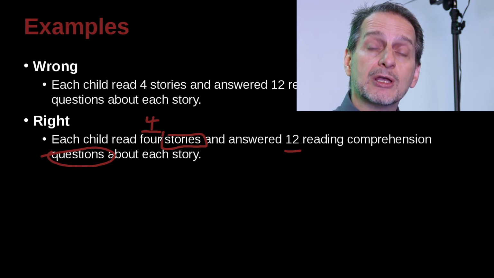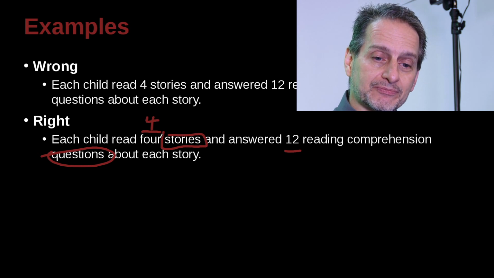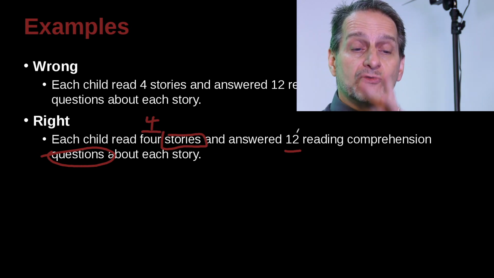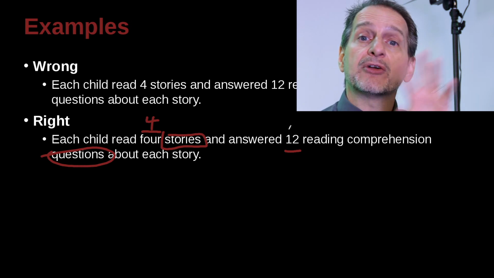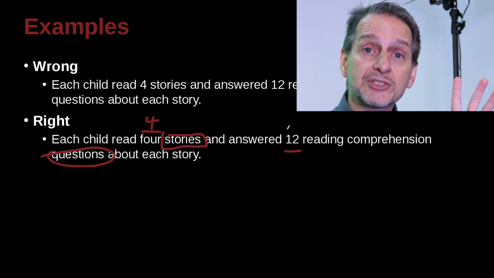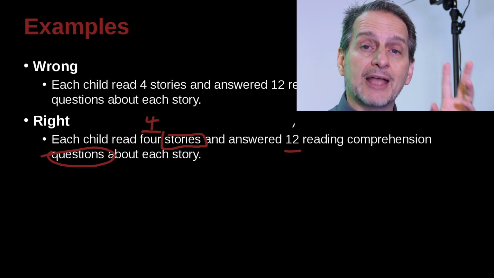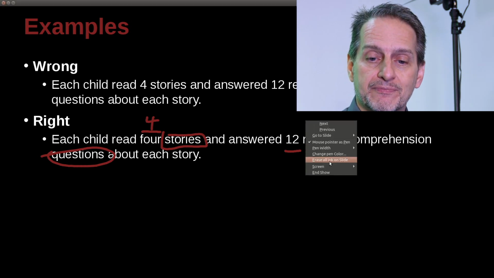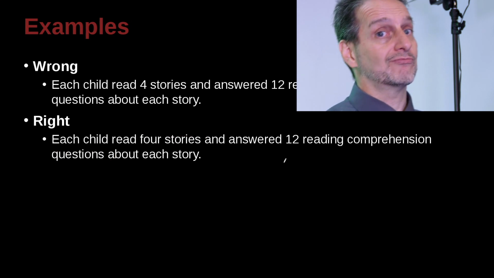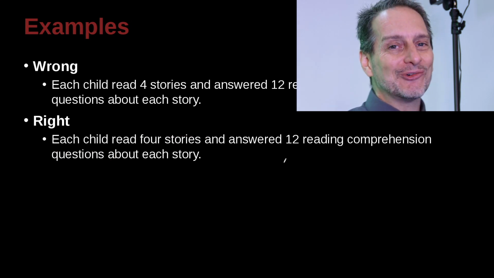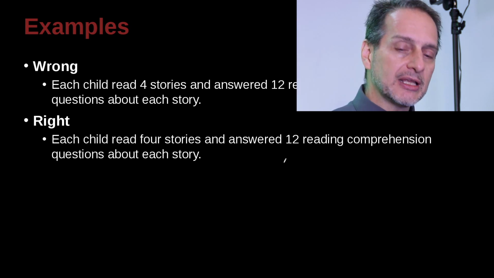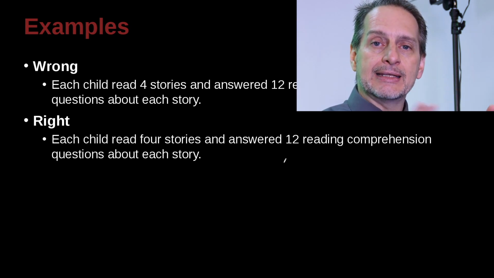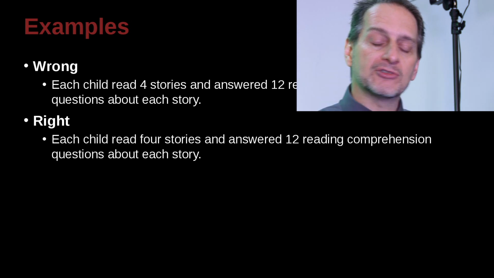The stories are four. Four is less than 10, so we're going to spell it out. 12 is just one time 12 questions. We're not comparing 12 to any other number of questions, so it's 12. And 12 is bigger than 10, so we're going to write the number. A little bit confusing, right? Well, that's a little bit tough, I have to admit, but you can see the logic. The numbers are isolated. They're not being directly compared to each other.